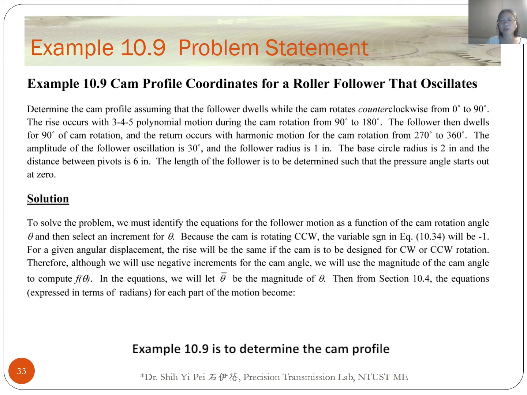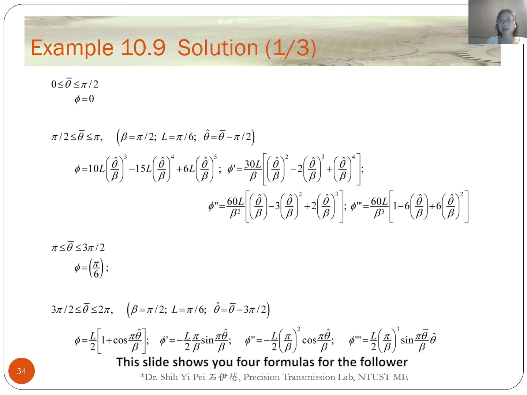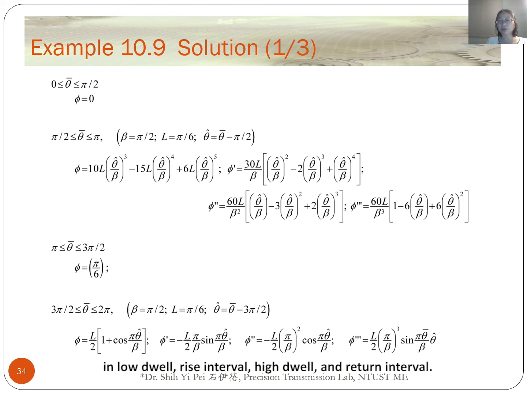Example 10.9 is to determine the cam profile for an oscillating roller follower. The rotation angles for the follower are given here. In this case, the cam rotates in the counterclockwise direction, so the variable SGN will be -1. This slide shows you 4 formulas for the follower in low dwell, rise interval, high dwell, and the return interval. The rise interval is with 3-4-5 polynomial motion during the cam rotation from 19 degrees to 118 degrees. And the return interval is with harmonic motion during the cam rotation from 217 degrees to 316 degrees.